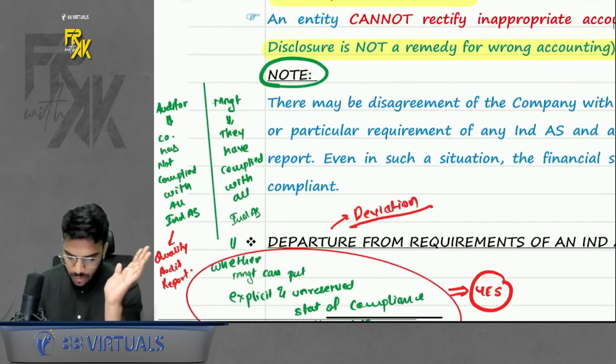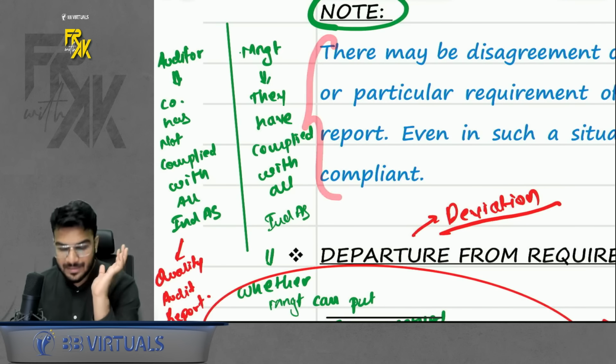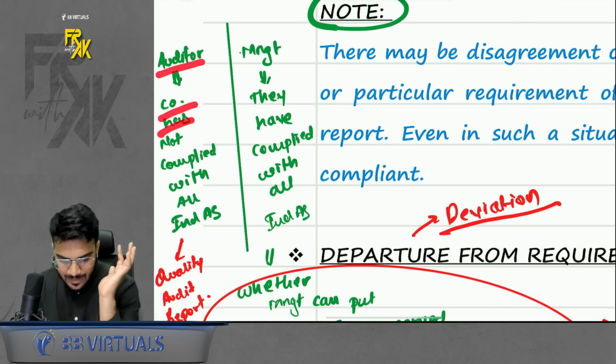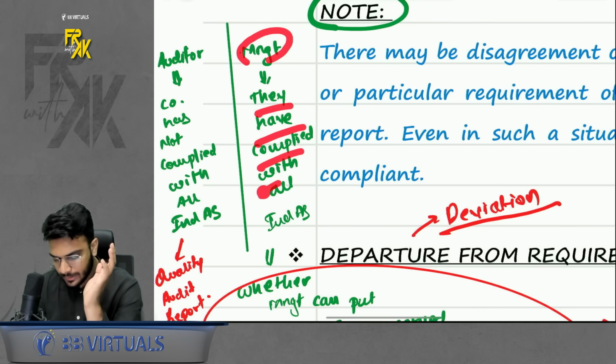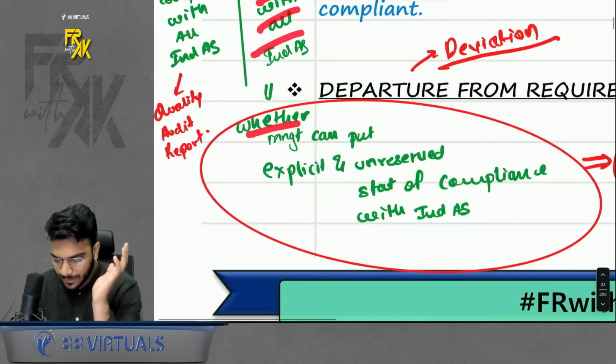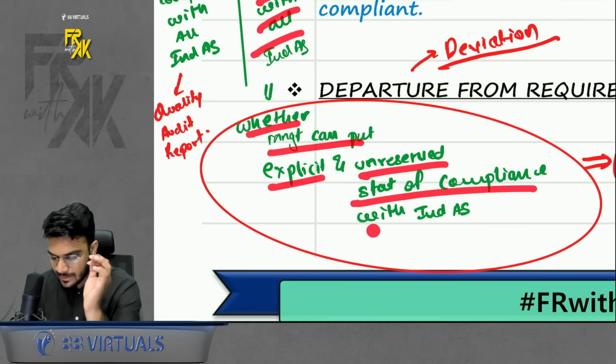Okay. Also, one note is given. For example, let's say auditor feels that company has not complied with all the IND ASs, but management feels that they have complied with all the IND ASs. In that case, whether management can put explicit and unreserved statement of compliance, the answer is yes.